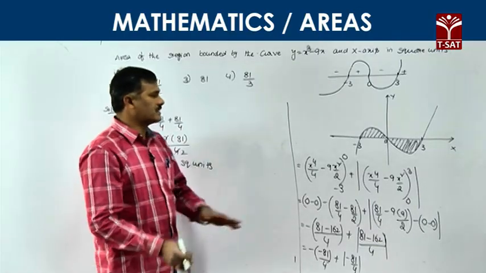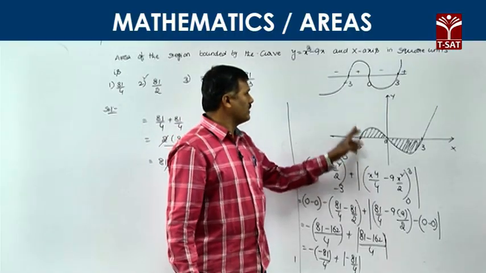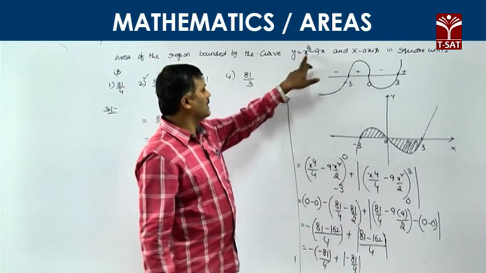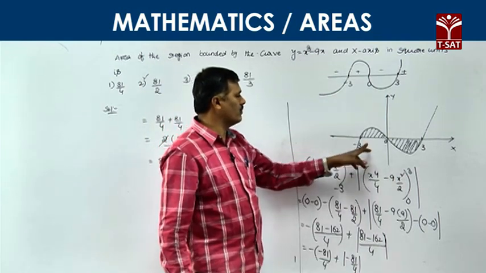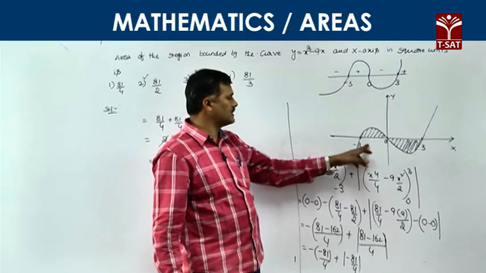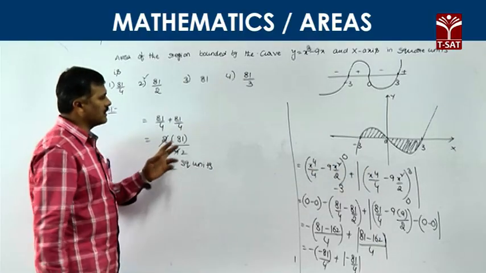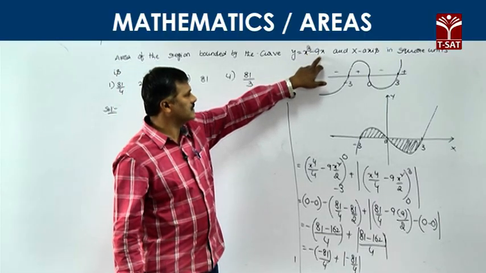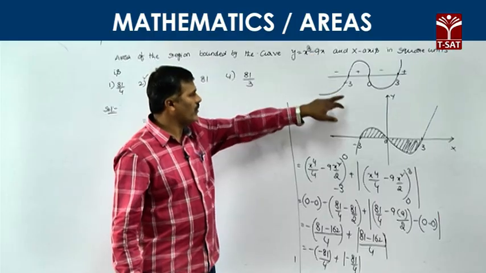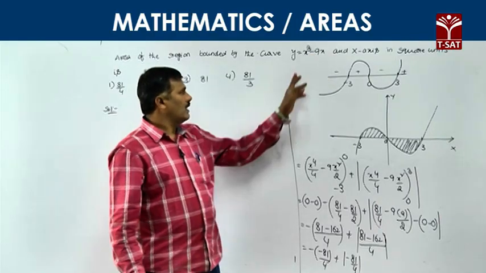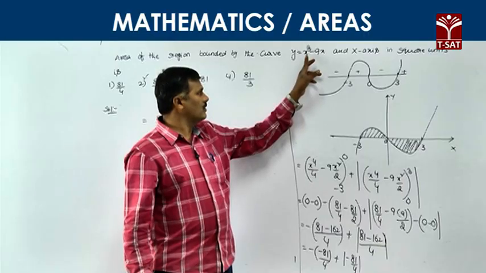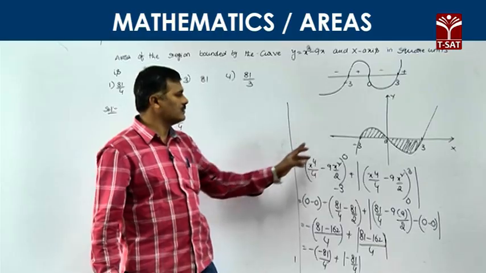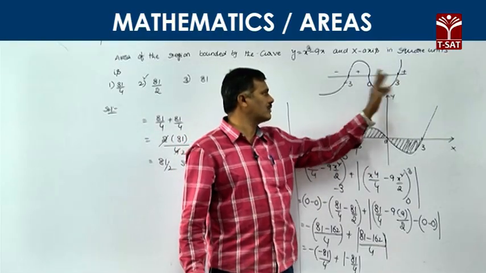Once again I will explain this graph. The given curve is y is equal to x cube minus 9x. Where the curve meets the x-axis, put y equal to 0, because on the x-axis the y coordinate is 0. After taking y equal to 0, x cube minus 9x is equal to 0, a cubic polynomial equation. Taking x common, x into x square minus 9, x is equal to plus or minus 3. So x is equal to 0, x is equal to minus 3 and x is equal to 3.